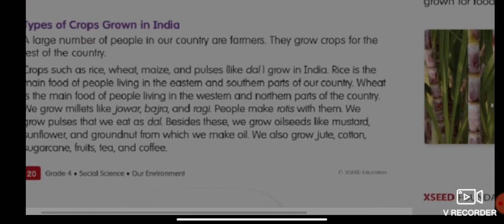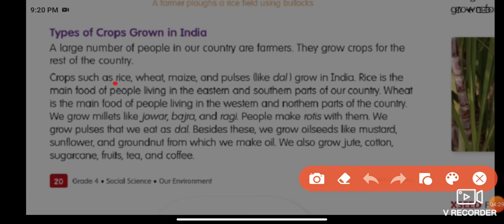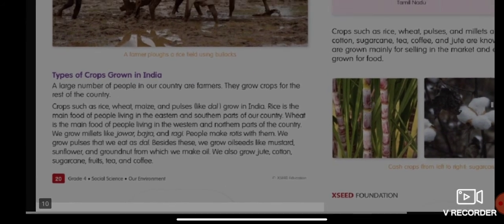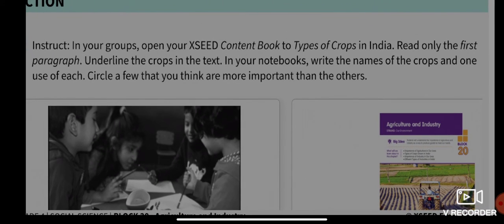If you underline crops, suppose rice is a crop, then besides that, in your notebook, you name the crops and mention the purpose of rice. I hope you are following. For that, I'll give you time. So you have to read the first paragraph, underline the crops in the text that you find in the textbook, and in your notebook write the name of the crops and one use of each crop.